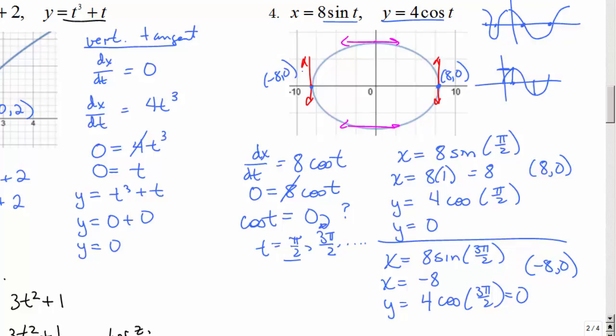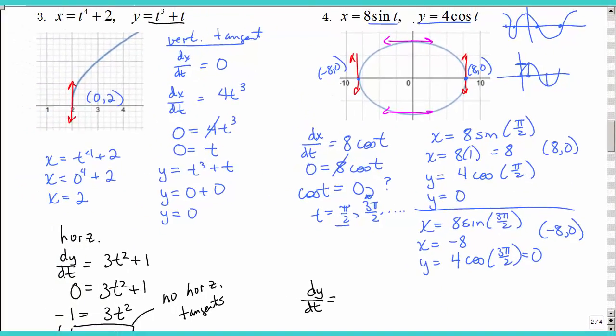Now again, we do have an infinite amount of t values, and this ellipse would just keep going around and around and around, but you're going to still end up with those two points. Now that's vertical. We've got to find horizontal. So that involves dy/dt. So how do I take the derivative of cosine? The derivative of cosine is negative sine.